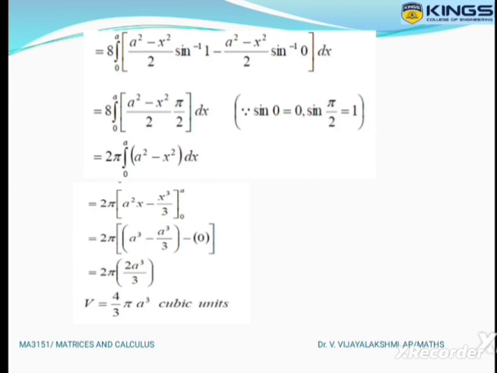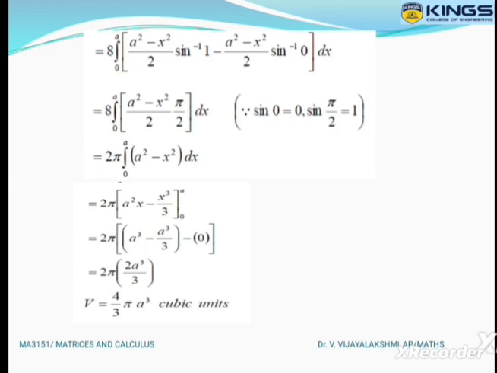Now pi by 4 is a constant term, so it can be taken out. We already have 8, so these two are cancelled. So we get 2 pi integral 0 to a of a square minus x square dx. Now we want to integrate with respect to x. So integral of a square dx, where a square is a constant term, is a square x, minus the integral of x square dx, which is x cube by 3, over the limit 0 to a. Now replace the term x by a.